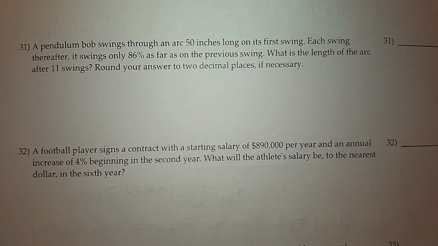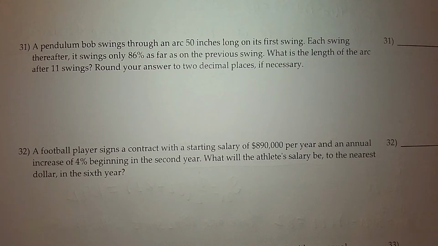It goes back and forth. So usually it looks like maybe a ball or something at the bottom. So a pendulum, some kind of a stick with a ball at the end going back and forth, swings through an arc of 50 inches. So if you trace its path on the swing, the first swing is 50 inches. It slows down. Every swing after that is only what? 86%. That's an indicator it's a geometric one.